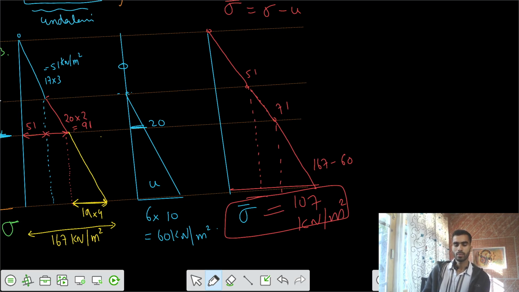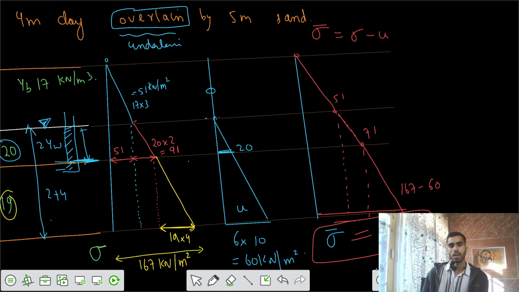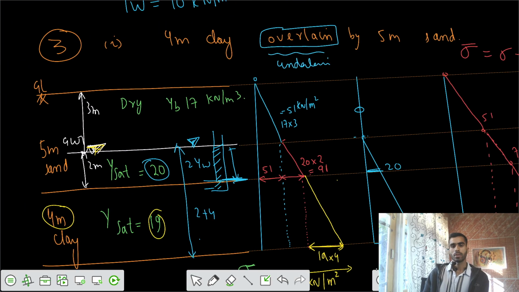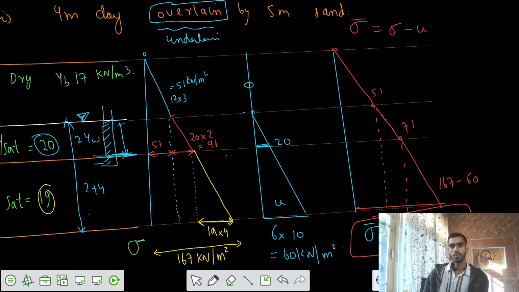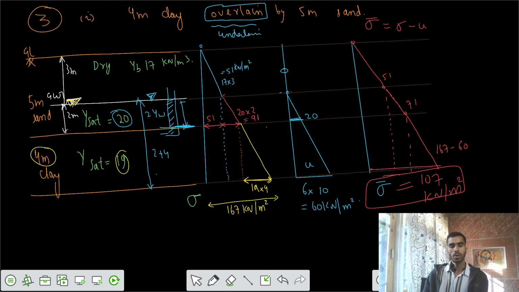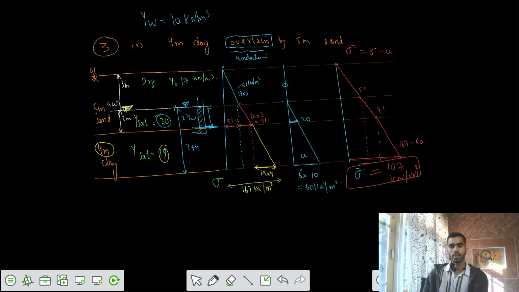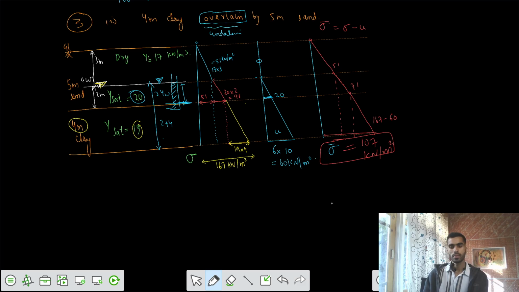Is that easy? Now this was the first part of the problem. Now the second part, let's go for the second case.